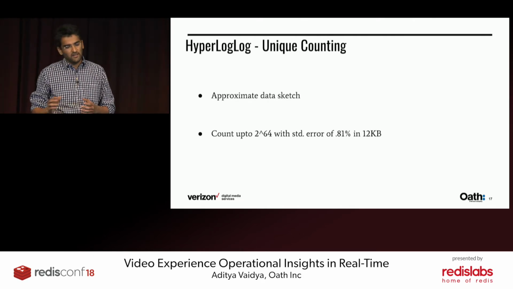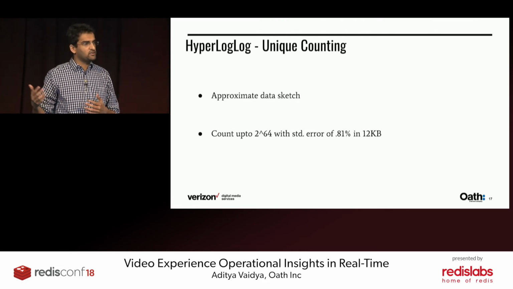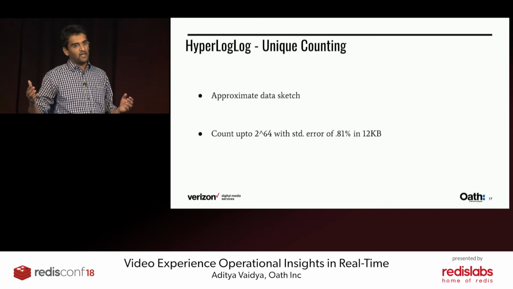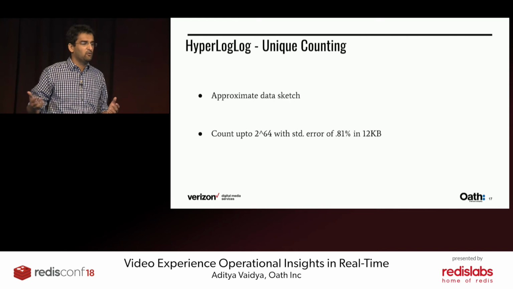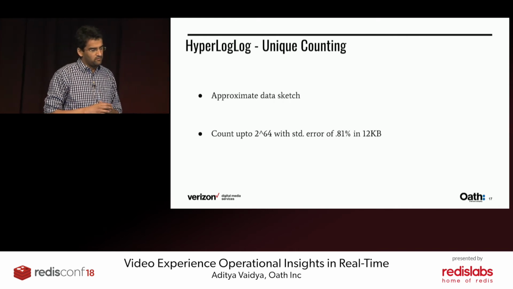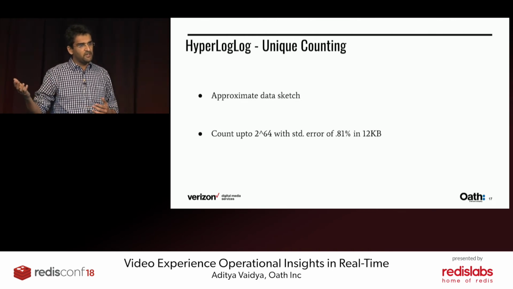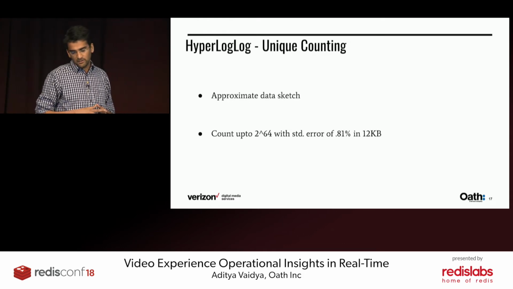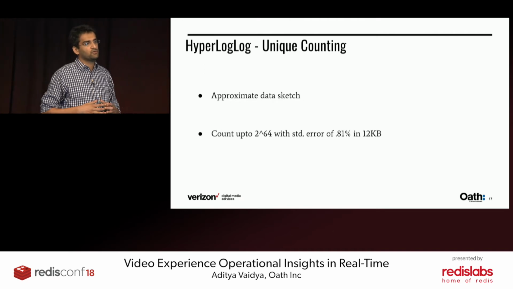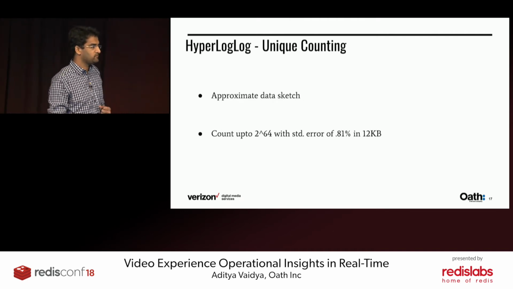And I think in Redis they use the first 14 bits to index into 2 raised to 14 registers, and the remaining 50 bits are used to observe a bit pattern and store the count. So the maximum value stored is around 50, which requires only 6 bits. So you're talking about 2 raised to 14 times 6 bits, and that is how you arrive at 12 kilobytes. This is a pretty interesting data structure to explore if you want to count the number of uniques using very limited memory.